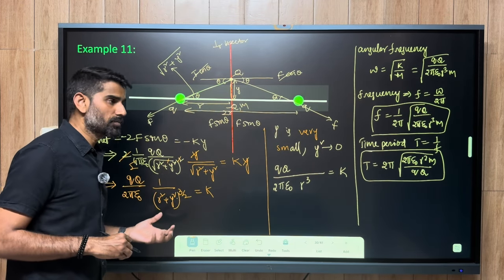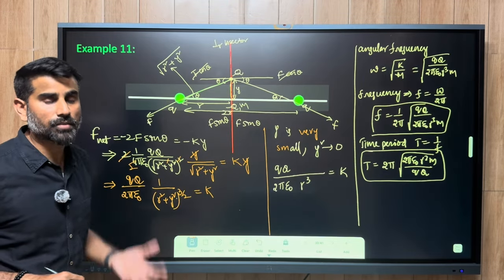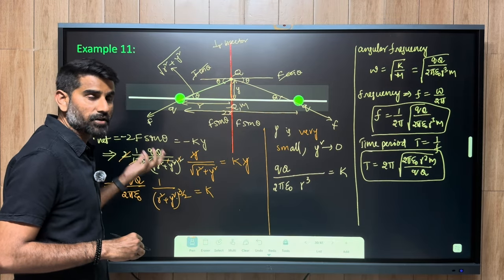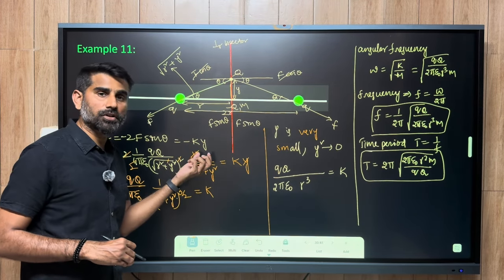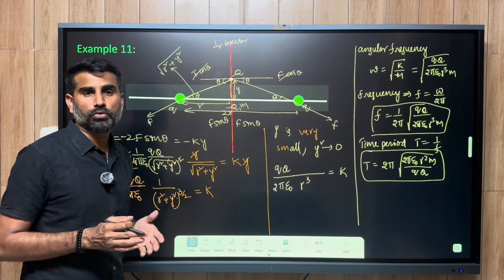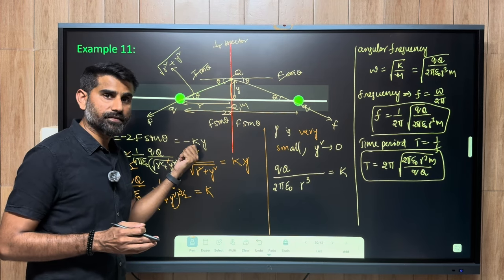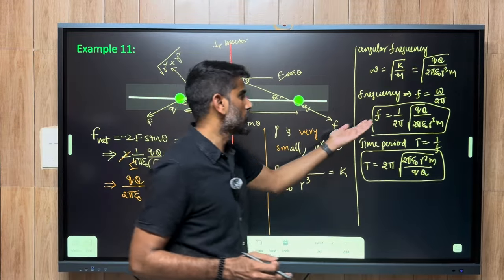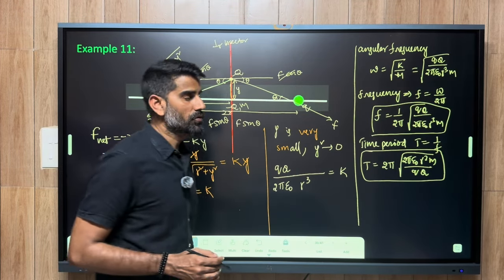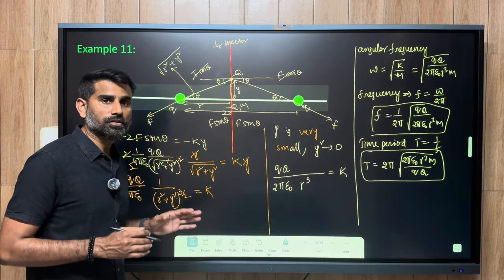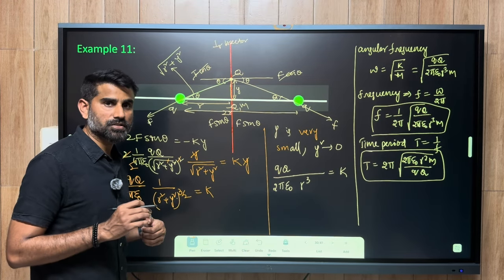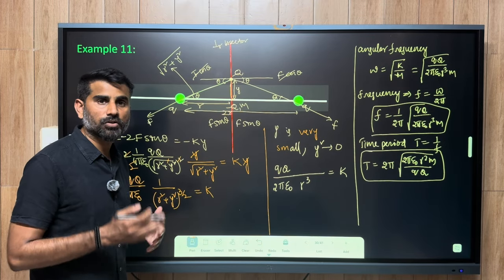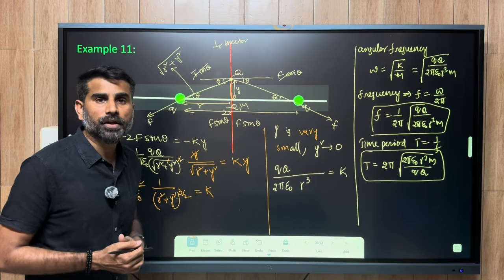So I have used the concept of stable equilibrium. I have determined the net force on the particle and equated it to the SHM force ky. Then I simplified those equations in order to get the final result for frequency and time period. So this is how I have analyzed the concept of equilibrium of the charged particle, which is negatively charged in our case, when it is displaced along the perpendicular bisector.